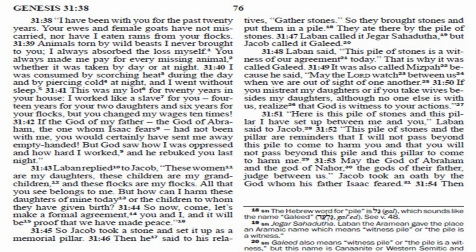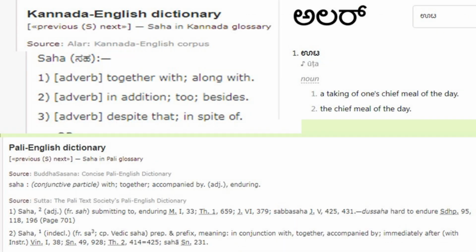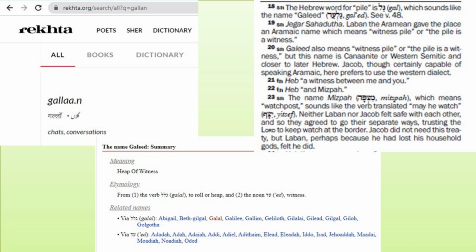According to verse number 47, Laban called the feast Jegar Sahadutha and Jacob called it Galeed. In Aramaic, the meaning of Jegar Sahadutha is witness pile, whereas in Kannada, which is one of the Dravidian languages, Saha means together and Uta means meals, which means it is a meal of togetherness. Similarly, according to the Kittel dictionary, Galna means conversation or talk, and in Aramaic, Galal means heap and witness, and Ed means festival, which means it is a festival of talks or heap or witness.